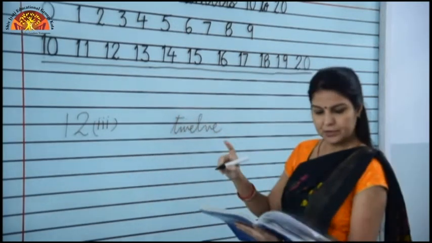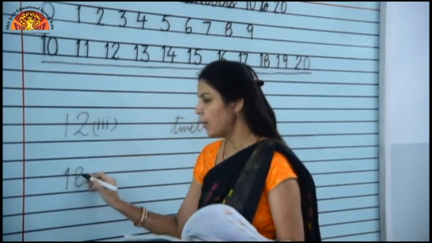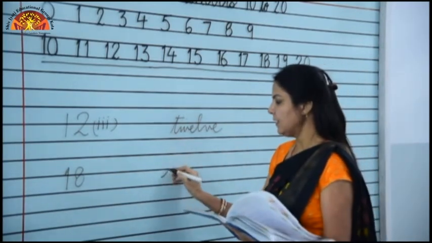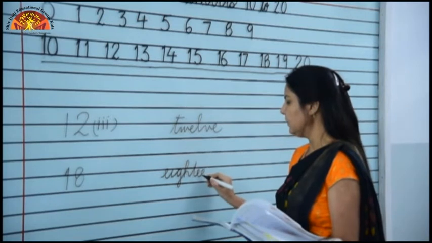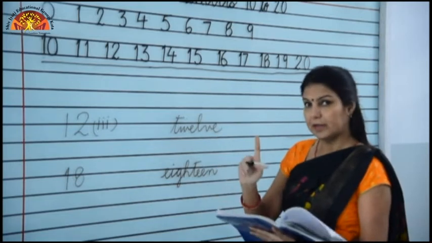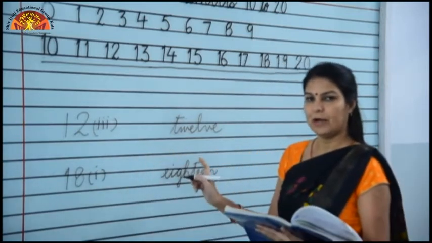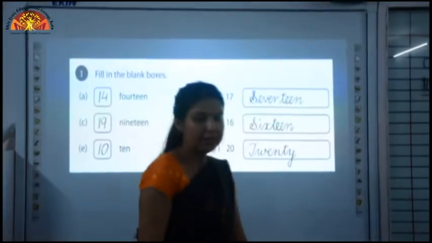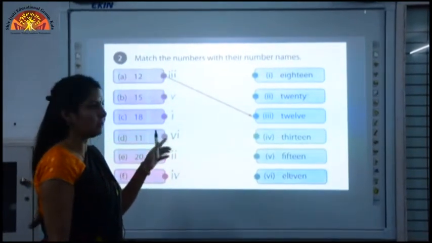Let's take one more question. Another number is 18. Now you have to find out the spelling of 18 here. The spelling of 18 is EIGHTEEN, 18. Now it is written at number 1. So we will write 1 in front of 18. I hope you have understood. You can do the others yourself. We have already discussed this question on the board.